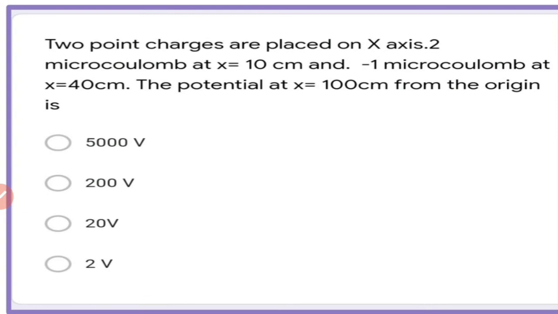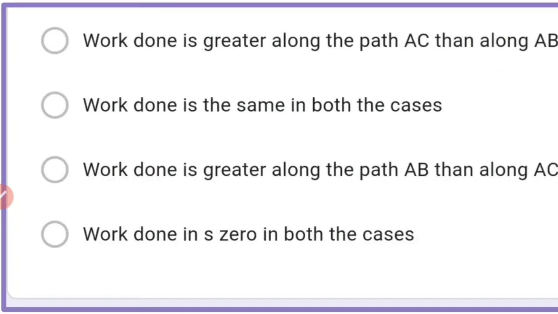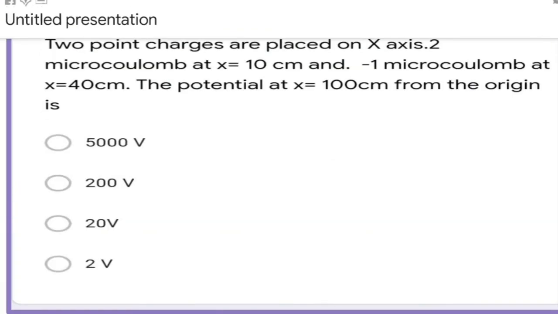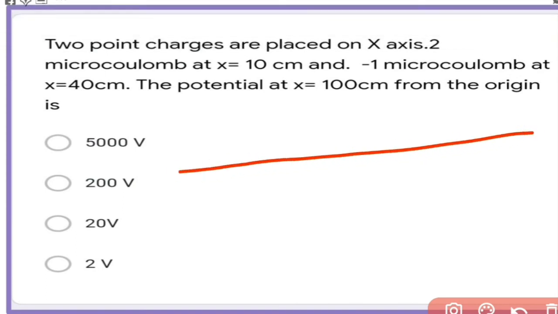Now next question, 2 point charges are placed on x-axis. 2 microcoulomb at x equal to 10, minus 1 microcoulomb at x equal to 40, and you are asked to find the potential at x equal to 100 centimeter from the origin. So along the x-axis, suppose this is the x-axis, at x equal to 10 centimeter, so this is 10 centimeter. At that point we keep what?